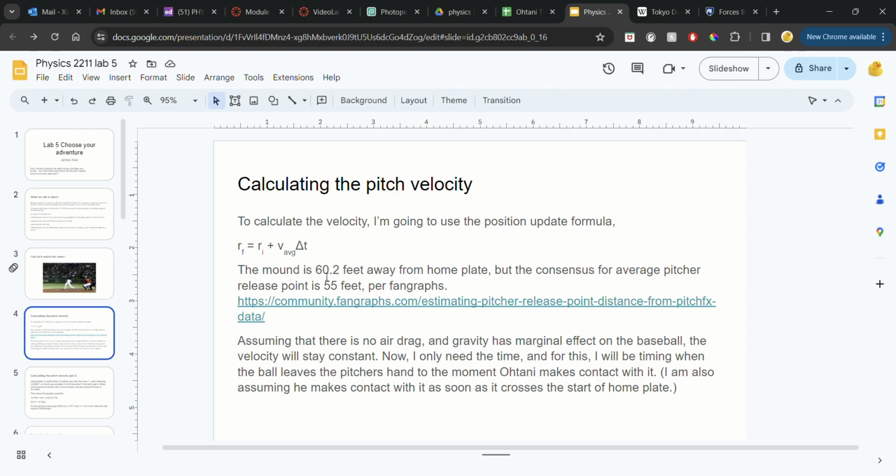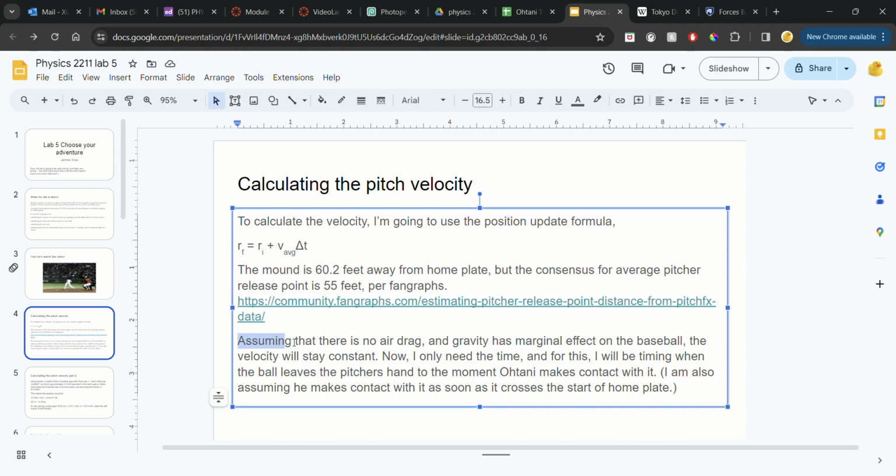The mound is about 62 feet away from home plate, but the pitcher extends their arm when they throw the ball, right? And they step off the rubber a little bit. They stride towards home plate. So their average release point is actually about 55 feet, assuming no drag, stuff like that.